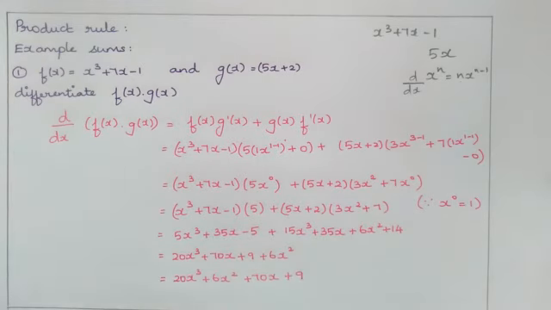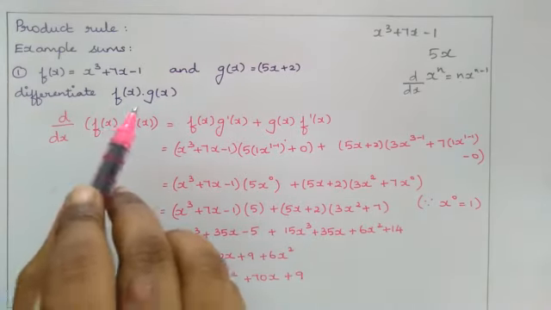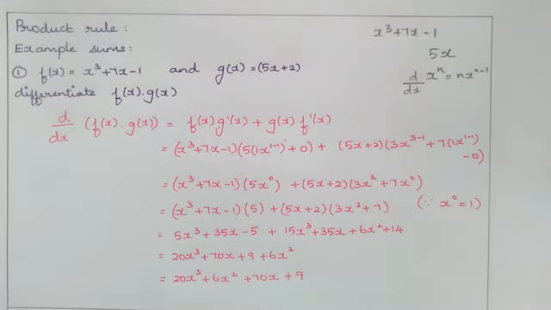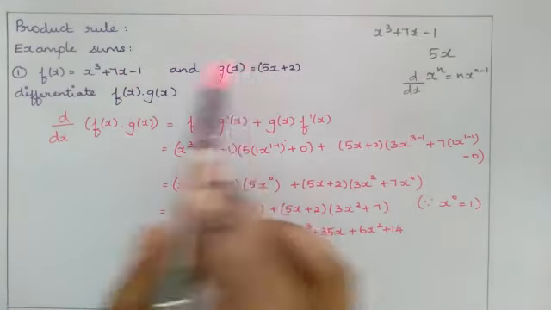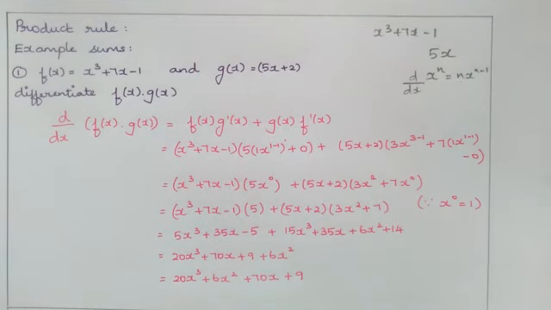That's it. So we have differentiated the polynomial f of x into g of x. That is, the product of the two polynomials is being differentiated directly. That's it. Thank you.